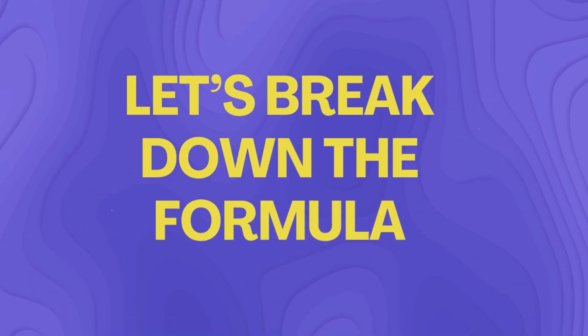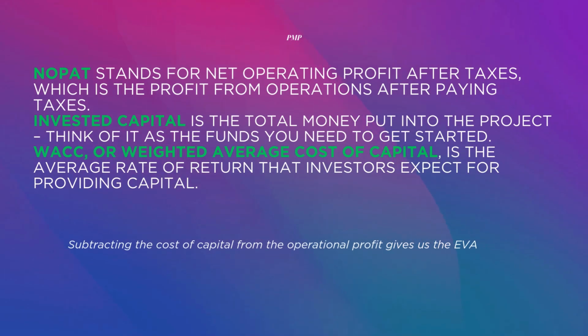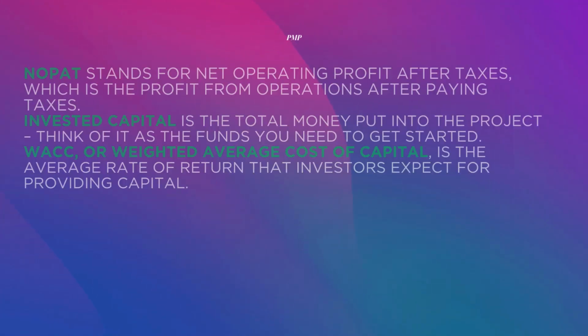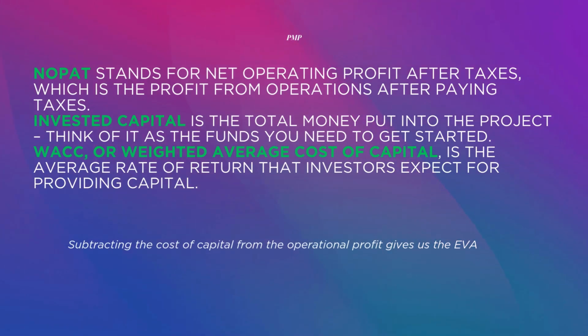Let's break down the formula. NOPAT stands for Net Operating Profit After Taxes, which is the profit from operations after paying taxes. Invested capital is the total money put into the project. Think of it as the funds you need to get started. WACC, or Weighted Average Cost of Capital, is the average rate of return that investors expect for providing capital. Subtracting the cost of capital from the operational profit gives us the EVA.